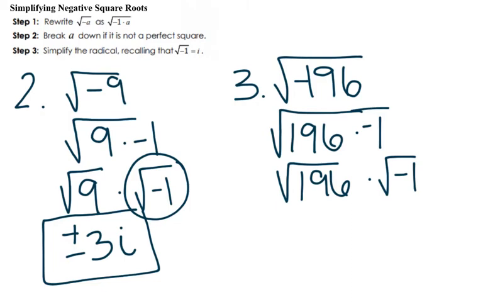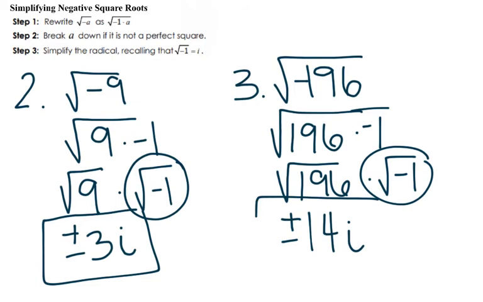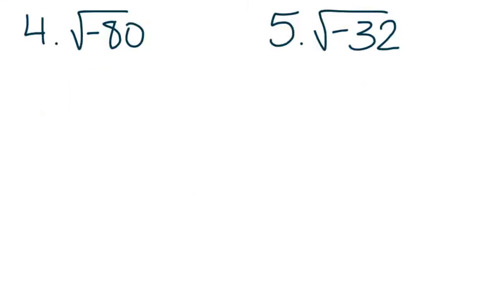The square root of 196 is 14. And remember, anytime you take a square root, it's an understood plus or minus. And the square root of negative 1 is i, so my final answer is plus or minus 14i. Okay, so now let's look at these.